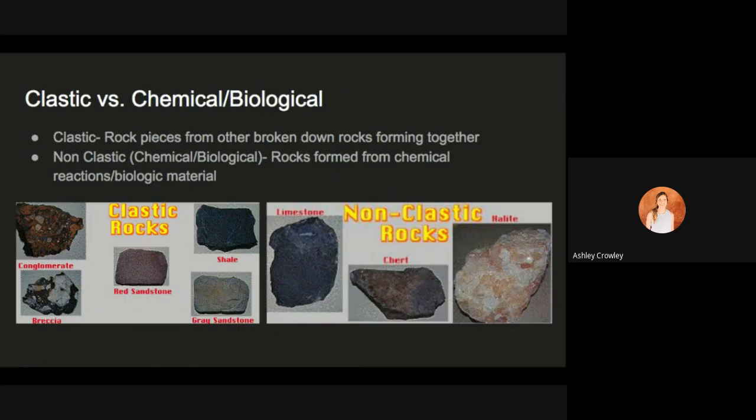A clastic rock is going to be where you can see the grains. So like over here, you can see these pebbles, you can see these bigger chunks. If you were able to zoom in on this picture, this would look like sandpaper, also sandpaper, and then shale, you can see the different layers. And so once again, these clastic rocks, you can see how they are formed together.